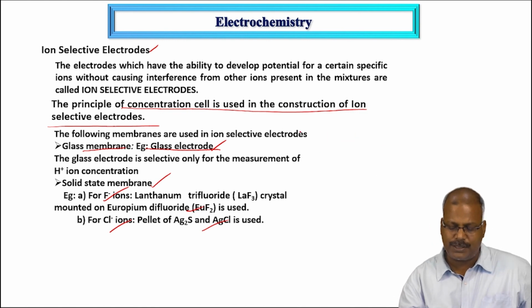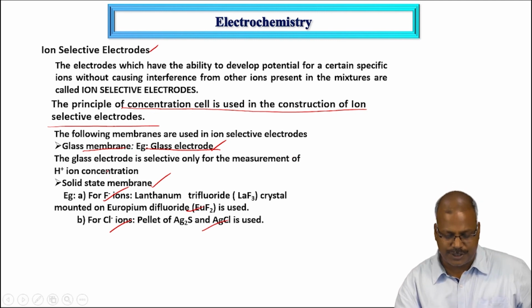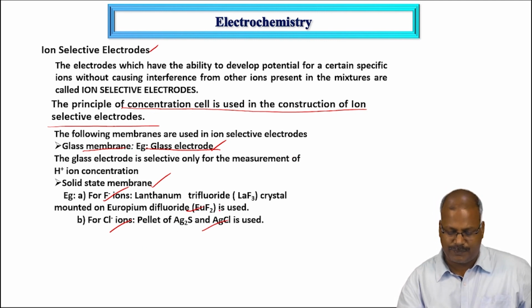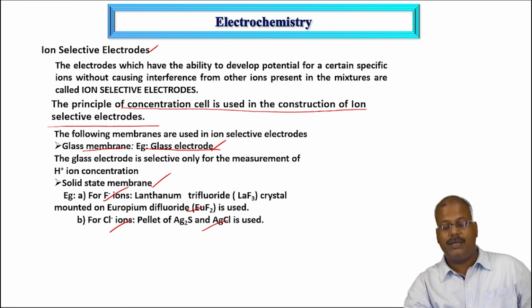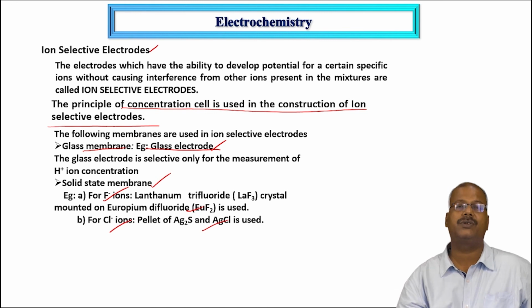The following membranes are used in the ion selective electrodes. Glass membrane means glass electrode. The glass electrode is selective only for the measurement of H plus ion concentration. Solid state membrane for fluoride ions: lanthanum fluoride crystal mounted on europium fluoride is used. For chloride ions, Ag2S and AgCl is used. We will continue with ion selective electrodes, with further details in the next session.